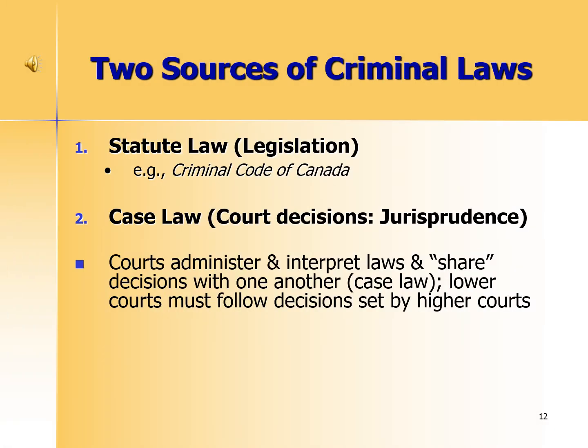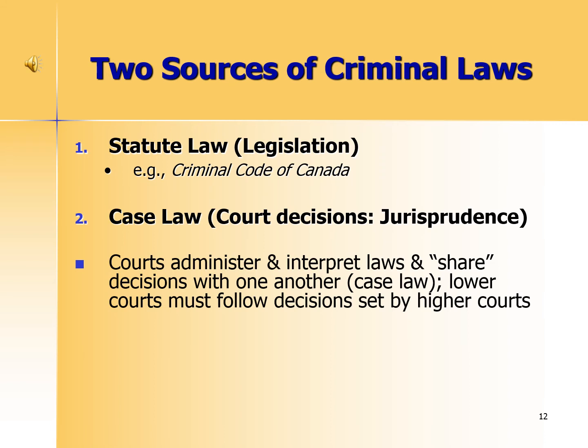As we have alluded to in previous slides, in any common law country, criminal law and civil law for that matter derive from two sources within that country. The first is what's known as statute law, which is legislation like the Criminal Code of Canada, and the second is case law, and this basically means that courts administer and interpret law, and they share decisions with one another, which is known as case law.